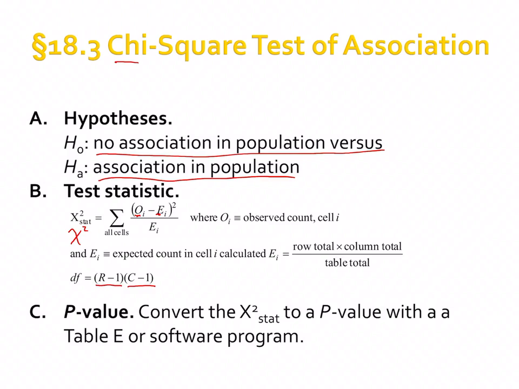Then for the p-value, we convert the chi-squared statistic to a p-value with a table or a software program. Once again, we have a new table in the back of the book, our chi-squared table, and it's the one just after that. Let me show you if I can find it real quick. It's one right after what we were using. There it is. Appendix E is our chi-squared table, found on page 555.